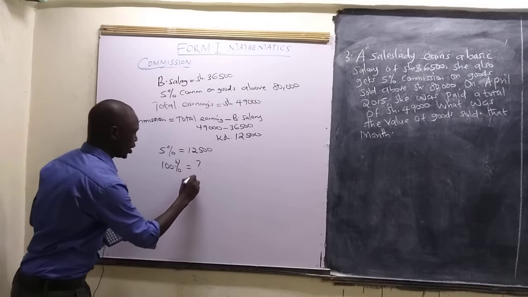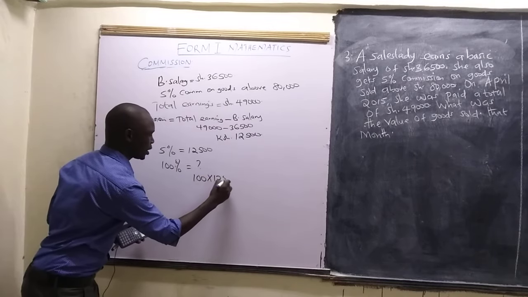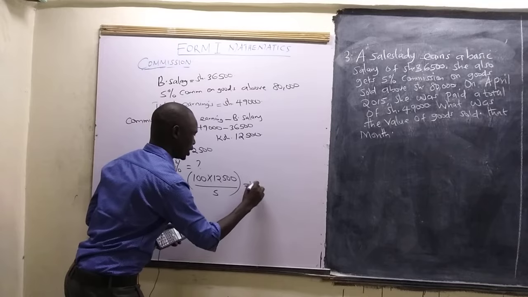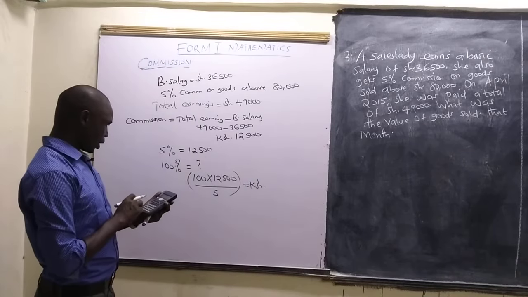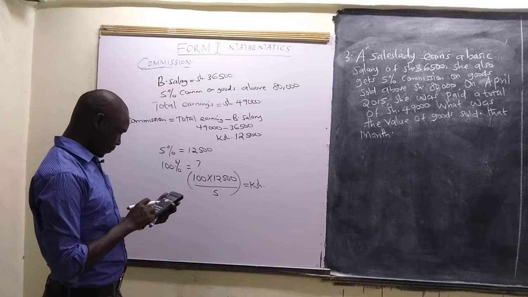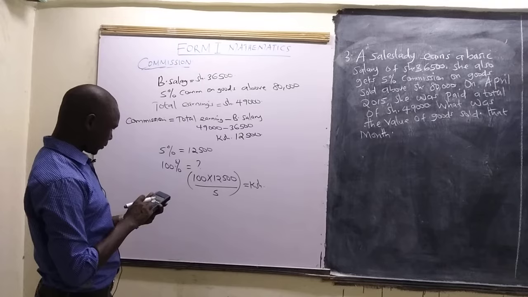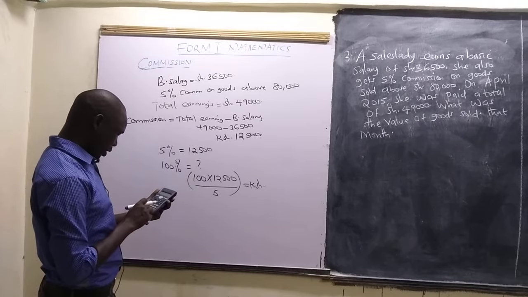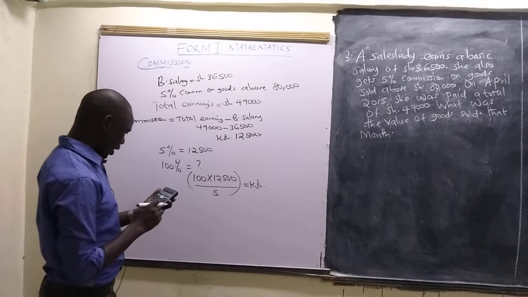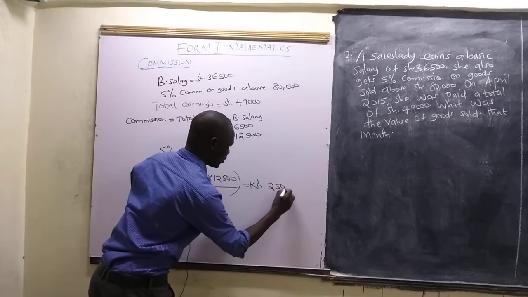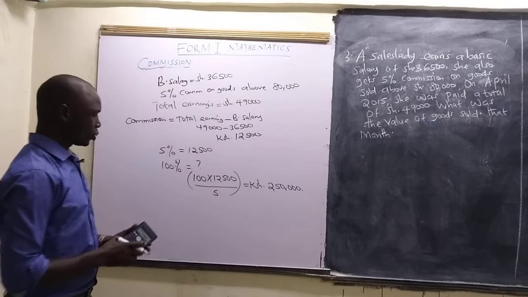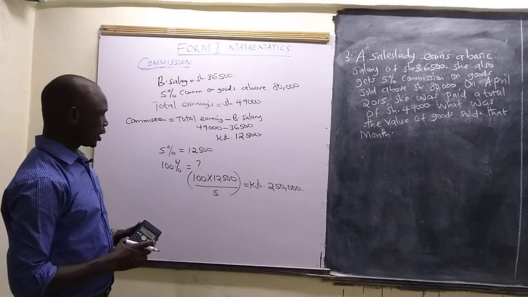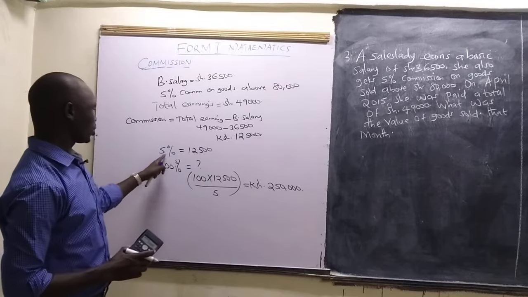If we cross multiply, we get 100 times 12,500, divided by 5%, and this is equivalent to Kenya shillings: times 100 divided by 5. So we take 12,500, multiply by 100, divide by 5, and this gives us 250,000 Kenya shillings. So the 250,000 Kenya shillings are the goods that gave us a commission of 5%.